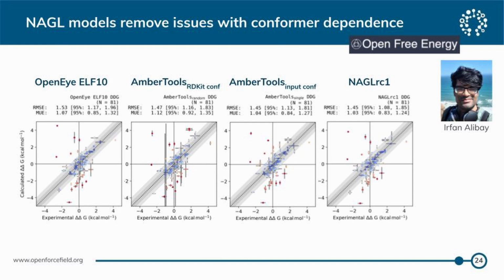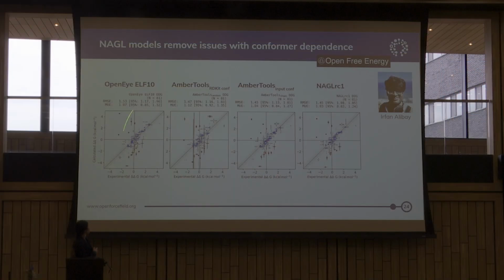Just to really hammer home why we care so much about conformer dependence, the OpenFF toolkit uses 2 different backends to assign AM1BCC charges. So we have OpenEye on the left-hand side here, as well as our free and open source alternative, AmberTools here.